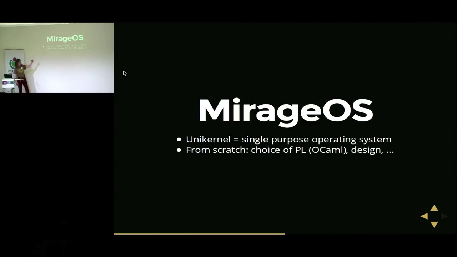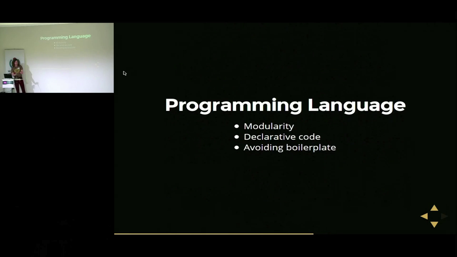And by doing this radical approach with no legacy and no abstraction, we actually have the freedom to choose a proper programming language and actually do some design. Designed for nowadays systems. So what is important for a programming language? Well, it should be modular, you should be able to write declarative code, and you should be forced to avoid boilerplate.